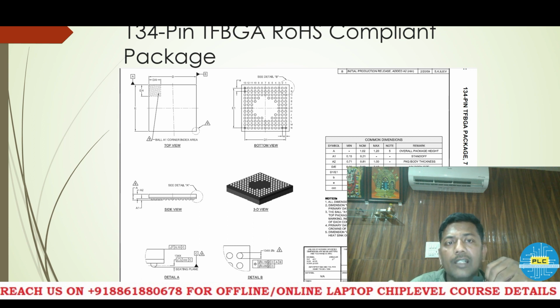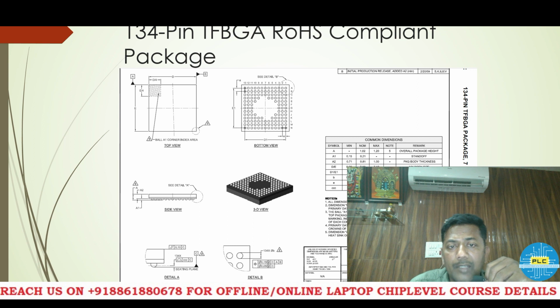In what package? QFBGA, TFBGA. It contains a 134 pin package. If you see in side view, it looks like this. If you see the bottom side, it looks like this: only balls. Now we come to know, right? We call it D1, and the rows A to N we call E1.